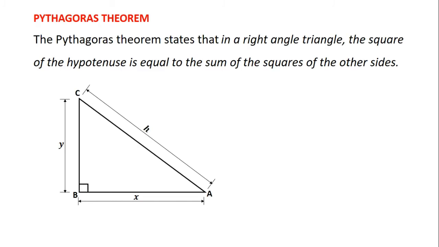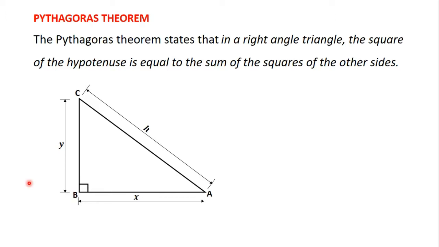We are on the topic trigonometry. In the previous video, we learned how to use the trig ratios to find the length of the sides of a right-angled triangle. In this video, we are going to learn about the Pythagoras Theorem. What is the Pythagoras Theorem? The Pythagoras Theorem states that in a right-angled triangle, the square of the hypotenuse is equal to the sum of the squares of the other sides.